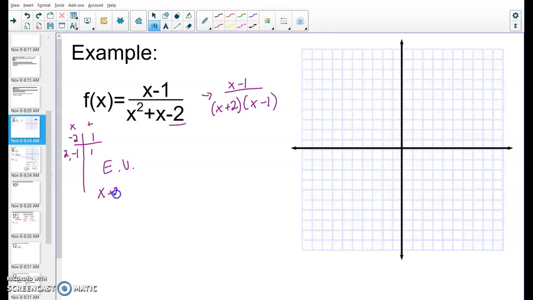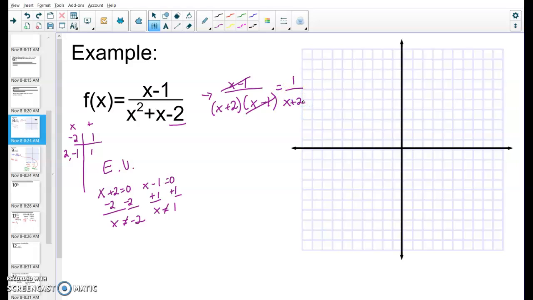So go ahead and list your excluded values. So x plus 2 equals 0, and x minus 1 equals 0, and we're going to solve for x. So x can't equal 1, and x can't equal negative 2. Okay, so we've done that before, excluded values. Now we're going to cancel out terms. We can cancel out the x minus 1, so you are left with 1 over x plus 2.